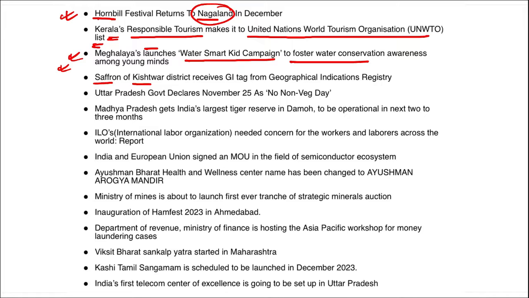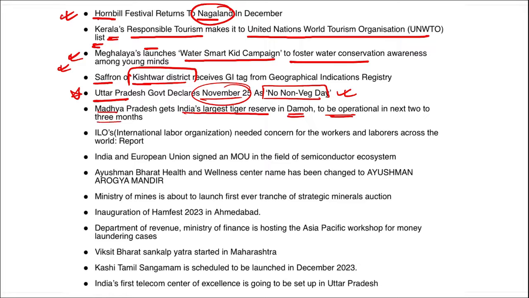Saffron of Kishtwar has recently got the GI tag, right? That is, saffron from Kishtwar district. Then the UP government declared November 25 as the no non-veg day. Mark this. Next, Madhya Pradesh gets India's largest tiger reserve in Damoh, to be operational in the next 2-3 months. Then ILO, that is the International Labour Organization, expressed concern for the workers and laborers across the world. Next, India and European Union signed an MOU in the field of semiconductor ecosystem.